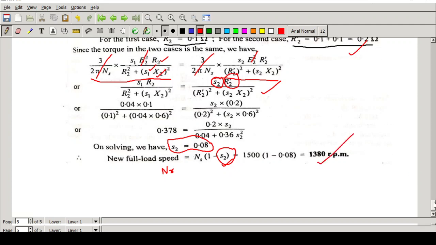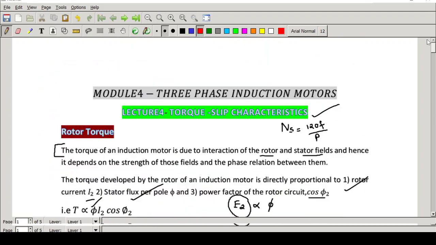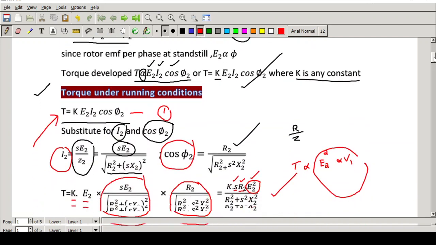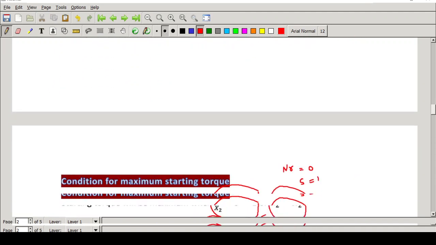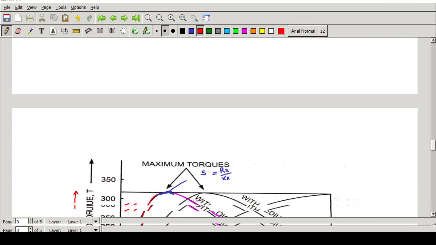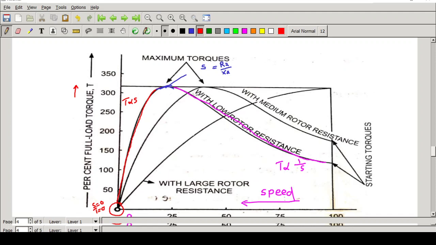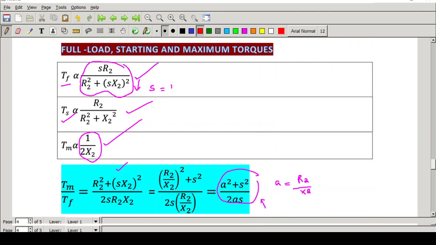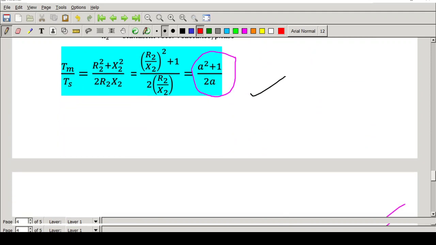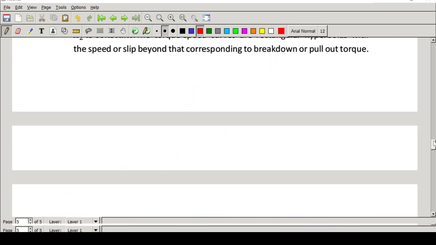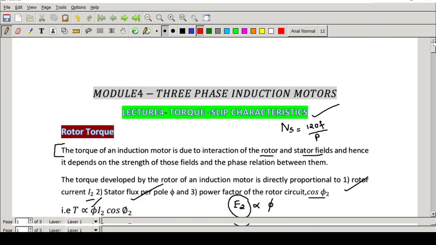Okay, I hope you understood what we have discussed today. Basically we discussed different expressions for the torque, the condition for maximum torque, then maximum torque under running condition and maximum starting torque. Then we discussed the torque slip characteristics and the different portions of that characteristics, why it becomes linear, and why the torque decreases further with increase in slip. We also discussed the ratio of maximum torque to full load torque, maximum torque to starting torque, and also two sample problems. I hope you got some idea about the topic.